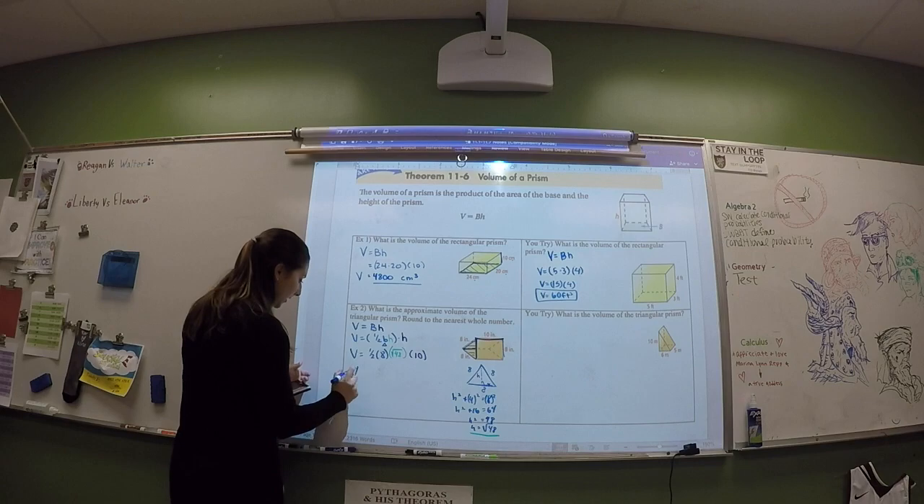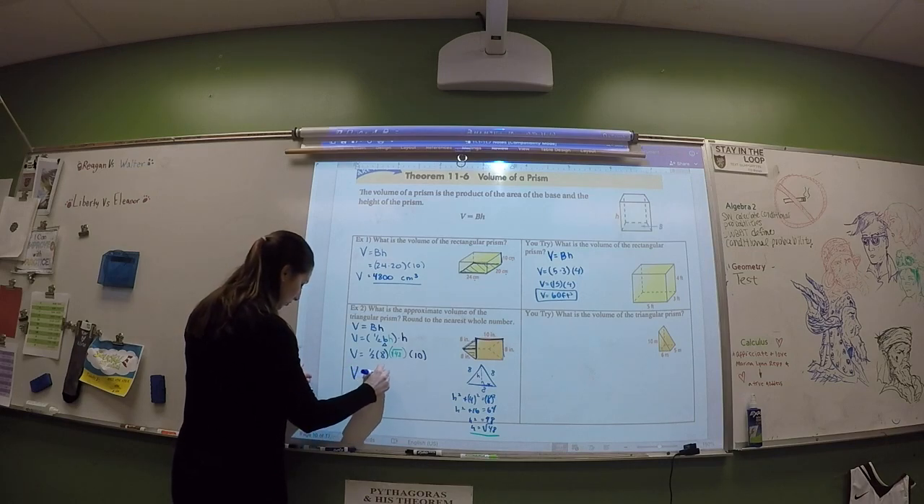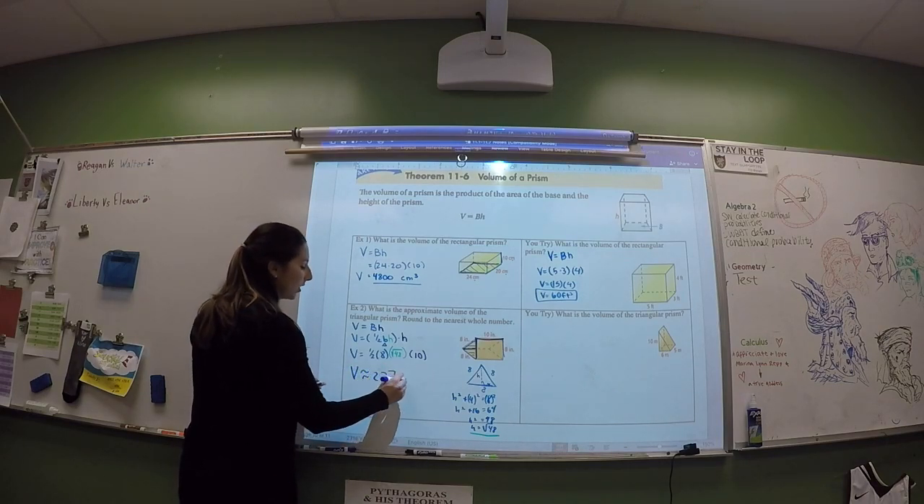So we get approximately 227, and these are cubic inches.